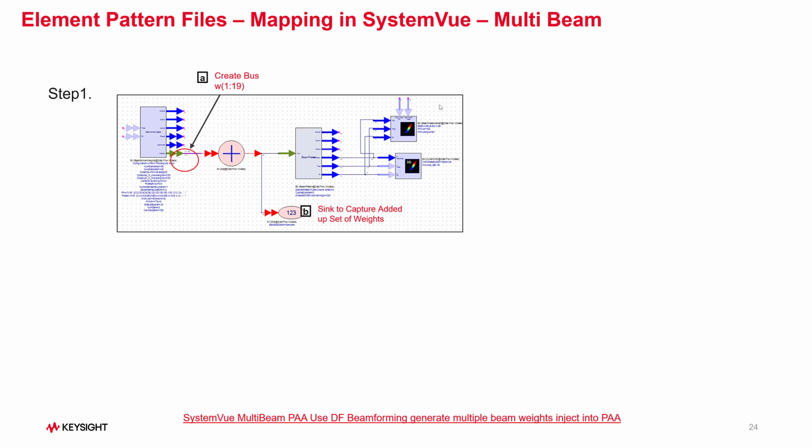We also have the rest of the portion of the schematic to verify whether we were producing 19 beams in the time domain itself.